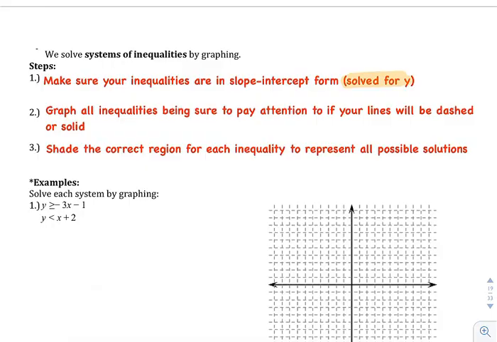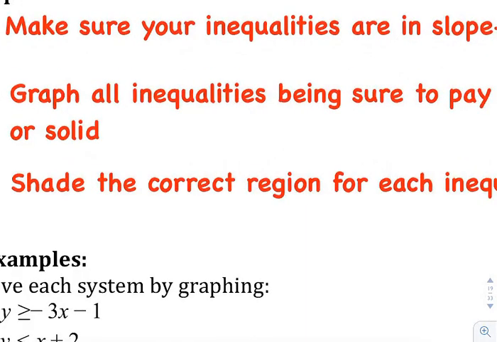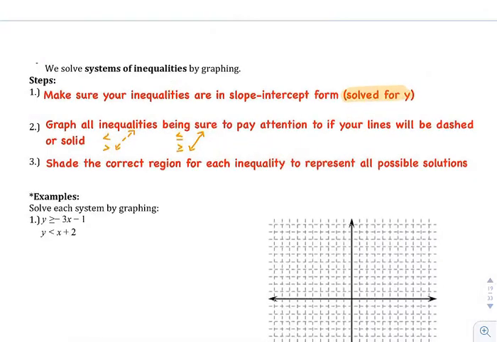The only thing you have to make sure you're checking is whether your lines are going to be dashed or solid. If it's less than or greater than, it's dashed. If it's less than or equal to or greater than or equal to, that's when it's going to be solid. And then we'll talk about shading, but that's the last step: shade the correct region for each inequality to represent your solutions.